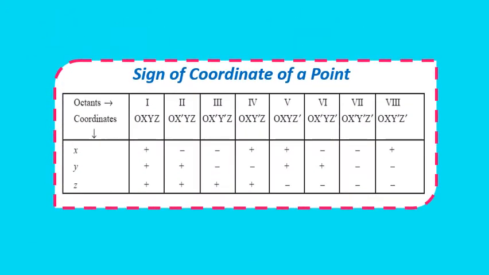Now we have octants, 8 parts into which space is divided. The sign of any point in these octants is determined using this table. Suppose we have a point in the 4th octant, then x will be positive, y is negative and z is positive. Now suppose we have the 8th octant, here x will be positive, y is negative and z is negative. Clear? So pause and note down this table.